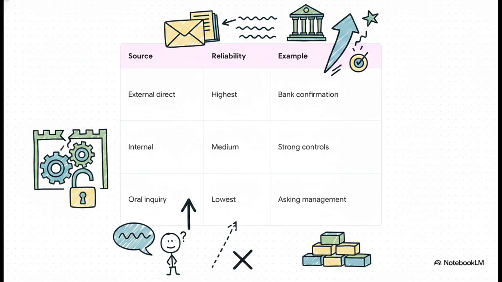Then, sitting in the middle, internal documents. These are only reliable if the company's internal controls are actually strong. And right at the bottom, oral inquiry. Basically just asking management a question. That is the weakest form of evidence, hands down. You can never ever base your opinion solely on what someone just tells you.